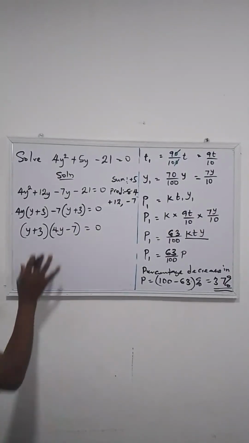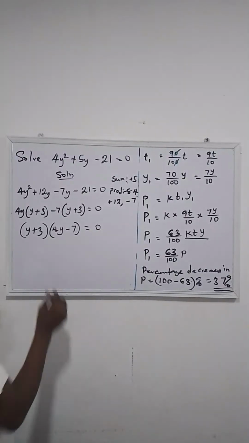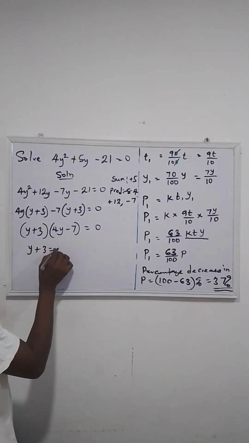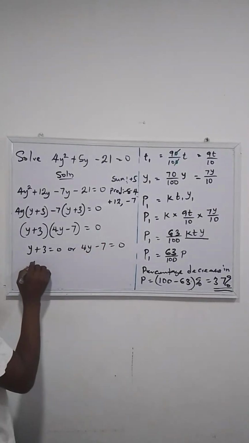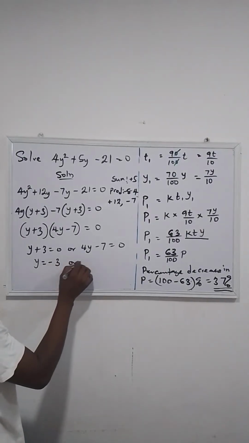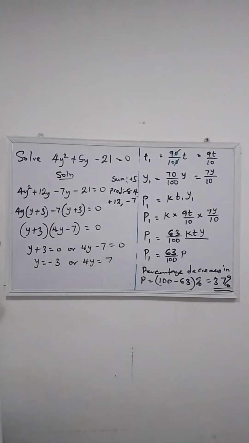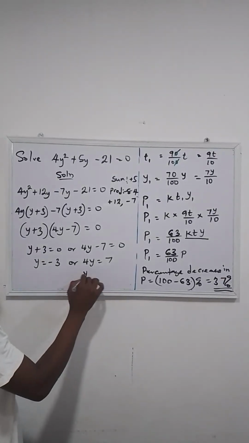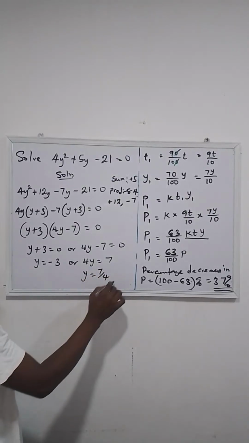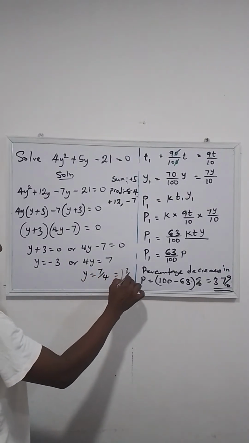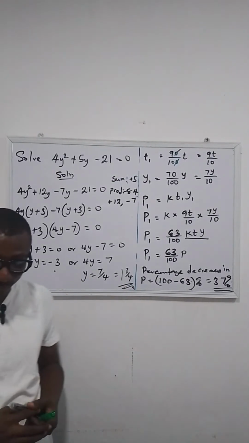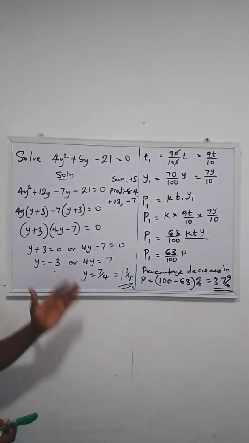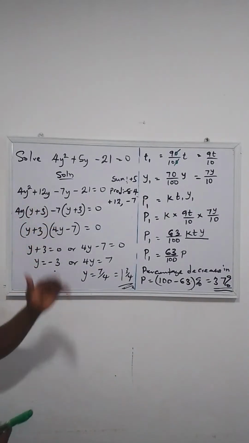Okay, so two numbers are multiplying each other to have 0. So it's either y plus 3 equals to 0 or 4y minus 7 equals to 0. All right, so we have y equals to negative 3 or 4y equals to 7. You get that? So now y equals to 7 over 4 here. So the answer is going to be negative 3 or 7 over 4. All right, so these are the roots of this quadratic equation. So I want to believe you guys understand that. That's very simple. We have been doing questions like this for some time.